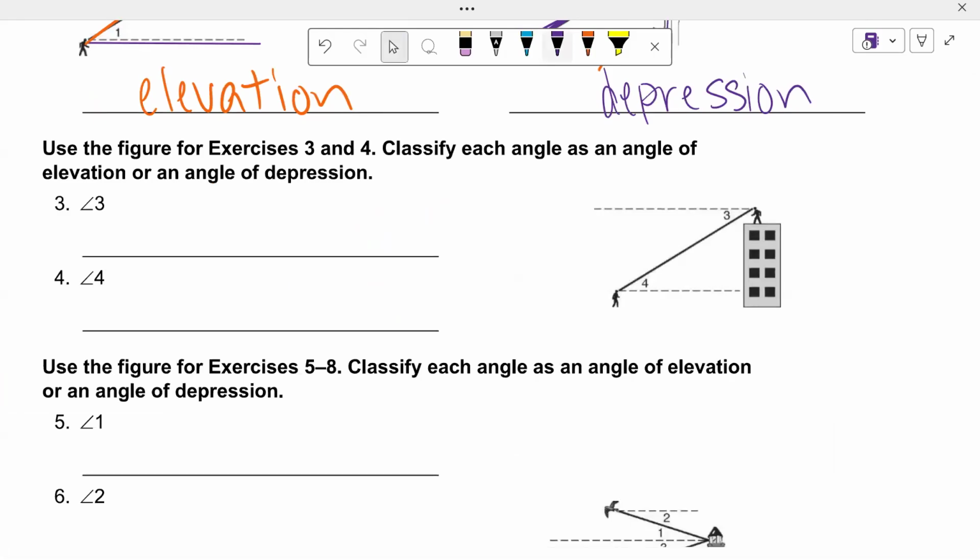Number 3 and 4, classify each angle as an angle of elevation or depression. So for angle 3, we're talking about this guy.